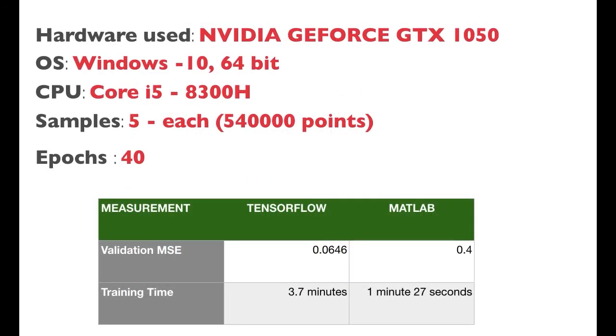The following slide shows the results of training runs that were done on the neural network on both MATLAB and TensorFlow. I used the same hardware specs and the same number of epochs. I've listed out all the specs on the slide. When I did my training run, in terms of the validation MSE, TensorFlow gave me 0.0646, but MATLAB gave me 0.4. If you look at the training times, MATLAB was able to get its training done in 1 minute 0.27 seconds, but TensorFlow took 3.7 minutes to do the same training.